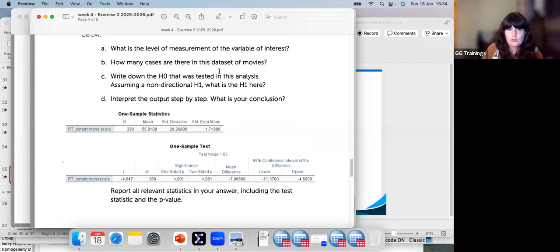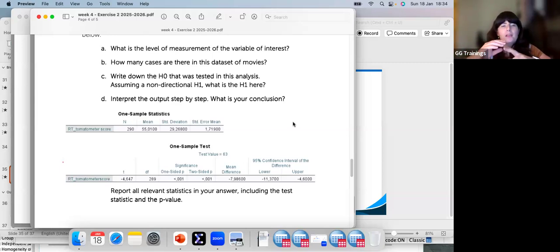Write down your H0 that was tested in this analysis, assuming a non-directional H1. Whenever you need to do a hypothesis, you always need to go to your basic structure for that test. The basic structure for a one sample t-test is population average equals a number. That number either is going to appear in the text, or in this case, they want you to see it in the output.